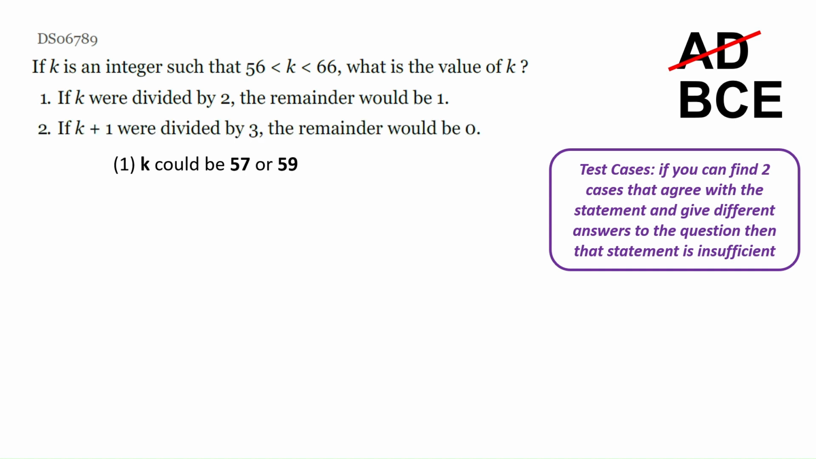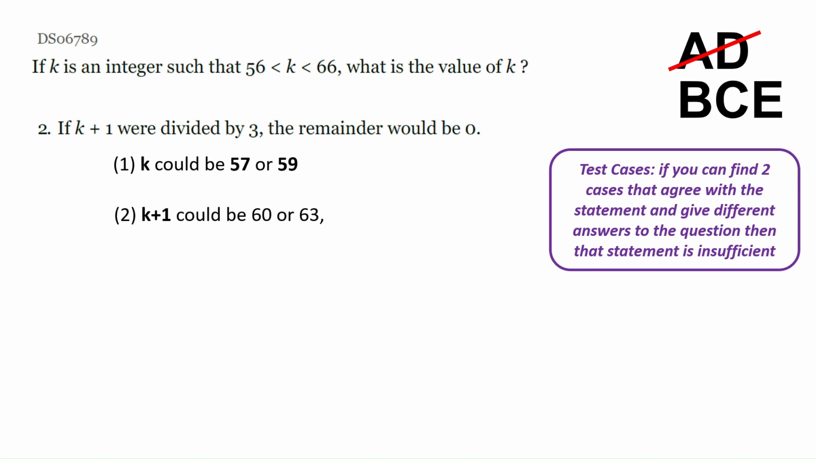Looking at statement 2 alone, this one's a little bit more confusing. I'm actually going to pick examples for k plus 1 first. K plus 1 is a multiple of 3. So k plus 1 could be 60 or 63. This means that k could be 59 or 62. Note, if you picked 57 for k plus 1, then k will be 56. And that's not possible. That's like our Brazil example before. It doesn't agree with the information. Statement 2 alone is insufficient, and therefore we can eliminate B.